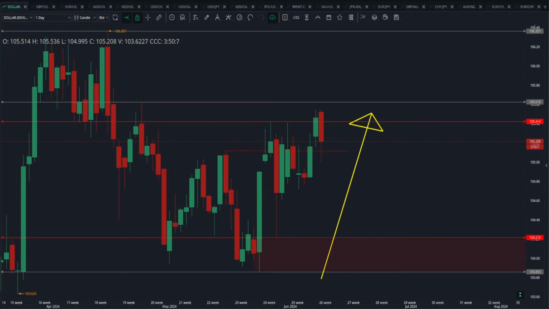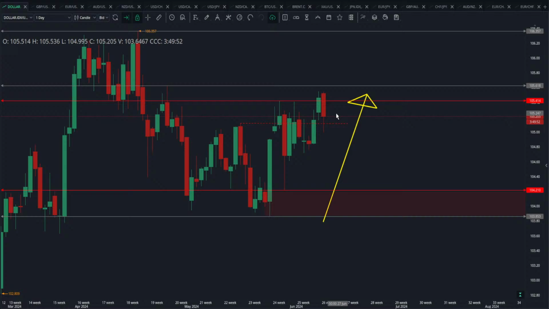Now, first things first, I'm right now showing you the daily chart of the US dollar index, because we are going to talk mostly about the pairs that involve the US dollar. So we need to know beforehand where the US dollar is about to go. Okay. So from today's candle, you might be thinking that the US dollar is going down. But if you think about the market structure, the market structure is bullish.